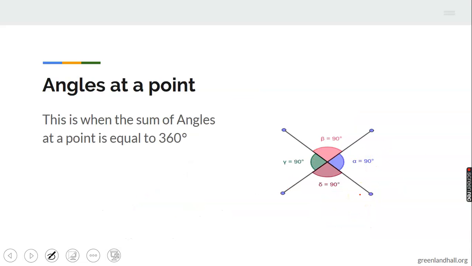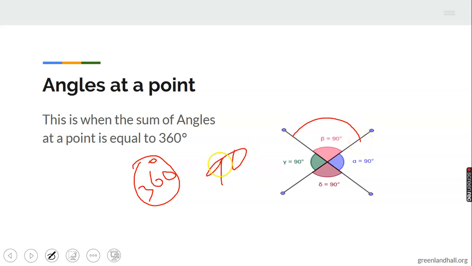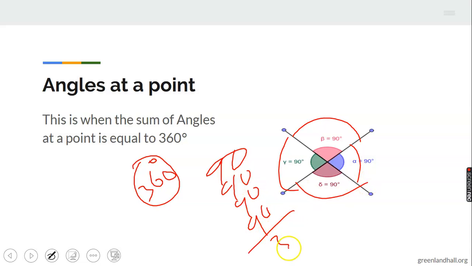So let's go to angles at a point. Angles at a point is when the sum of all the angles is equal to 360 degrees. You can see we have here 90, here 90, here 90, and here 90. Everything together will give us what? 360. That is what we call angles at a point.